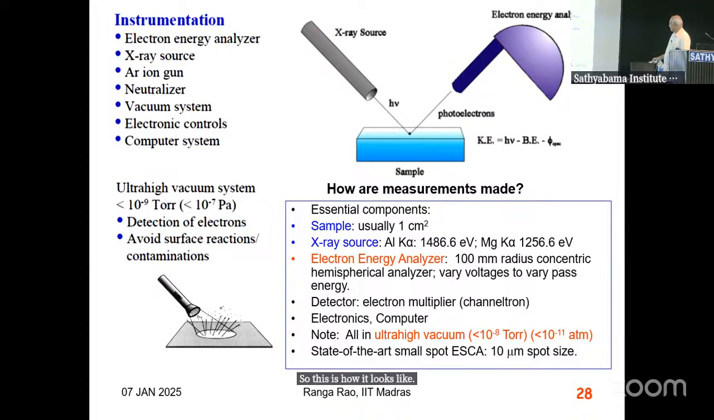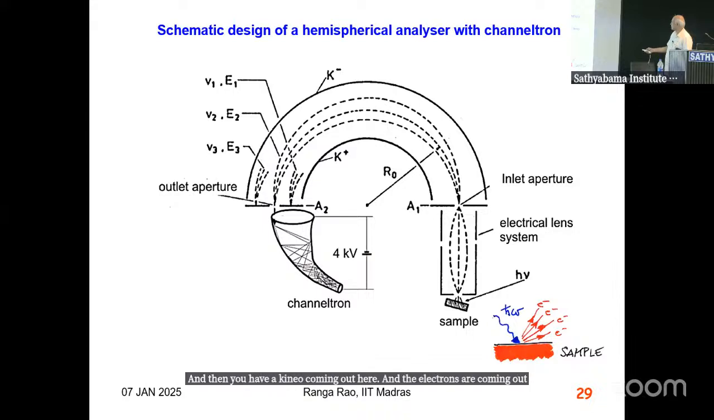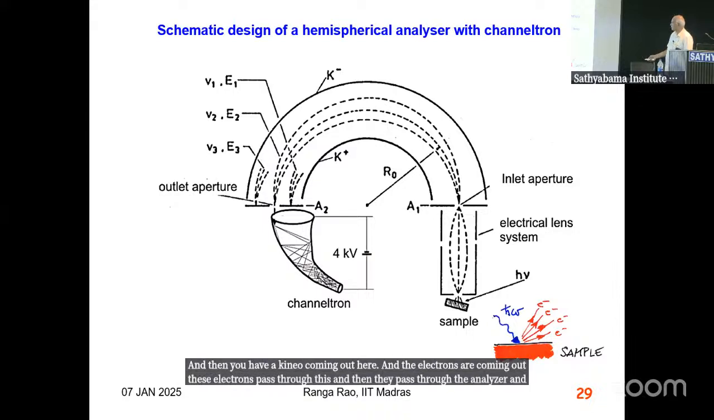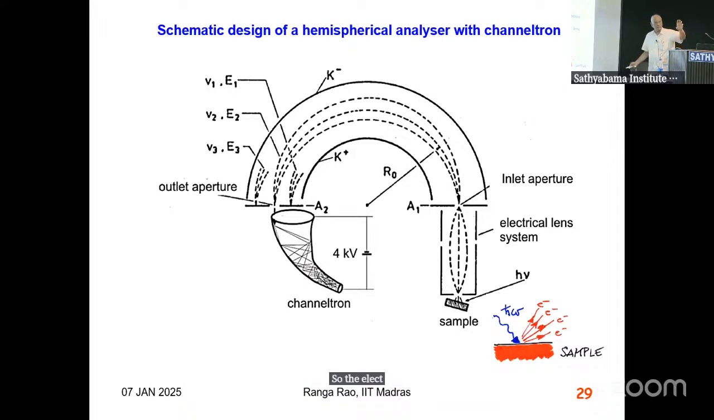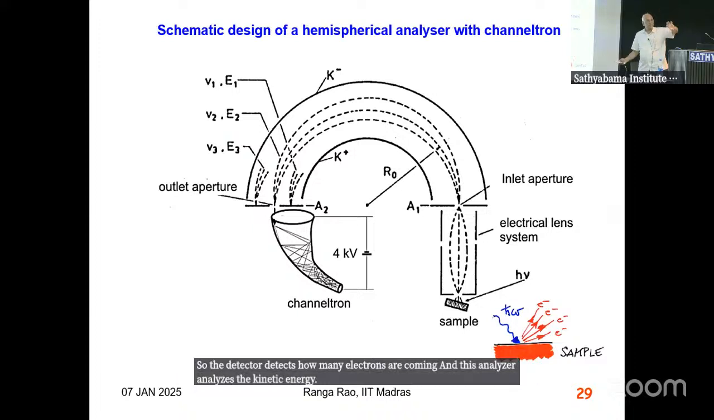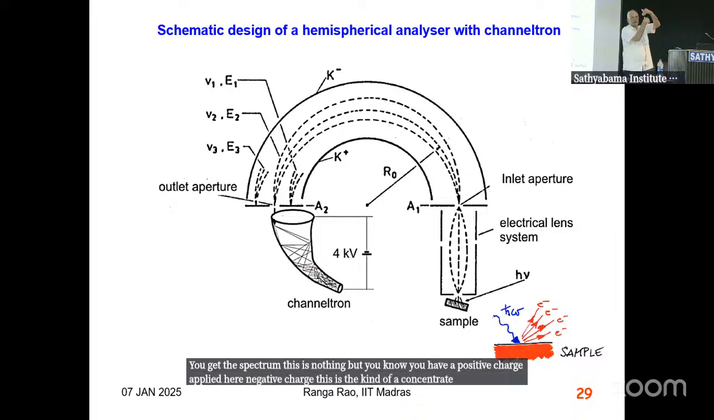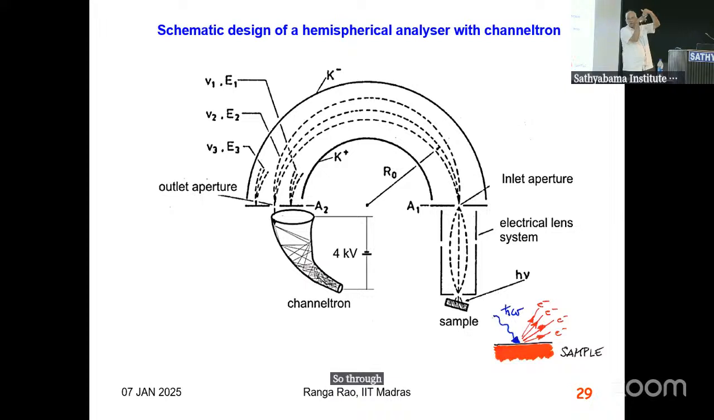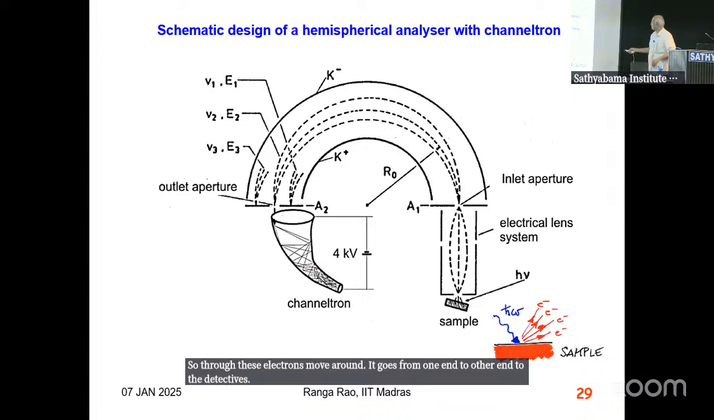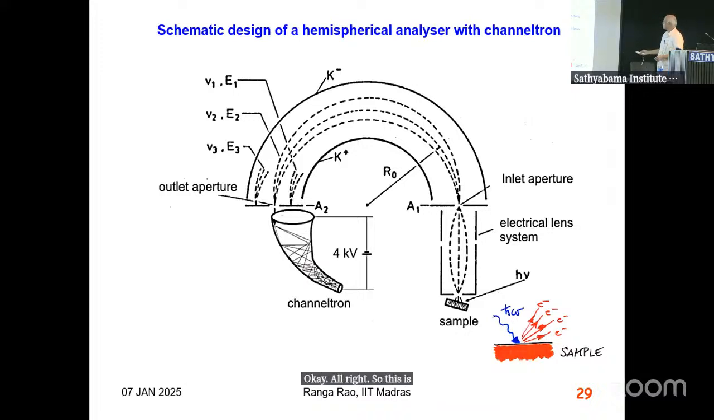So this is the sample, and then you have the photon energy hν coming in here, and the electrons are coming out. These electrons pass through this, and then pass through the analyzer and go to the detector. The detector detects how many electrons are coming, and the analyzer analyzes the kinetic energy. So this many electrons are coming out with this particular kinetic energy. That's how you get the spectrum. You have a positive charge applied here, negative charge there. This is a kind of concentric cylindrical analyzer. Through this, electrons move around, going from one end to the other end to the detector. Okay, all right. So this is how it looks like.